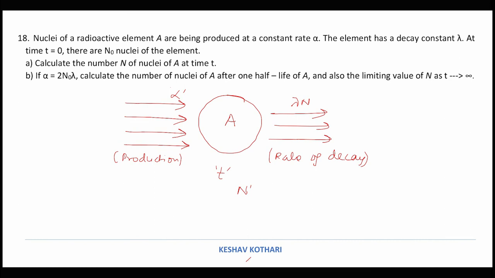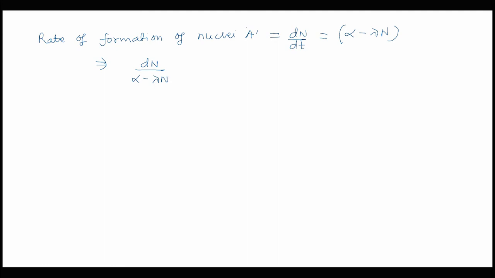So at a time t we can say that the rate of formation of the nuclei A, that is dn by dt, can be written as alpha minus lambda n, that is rate of production minus rate of decay. So from here we can solve this equation. So I can write it as dn upon alpha minus lambda n is equal to dt.